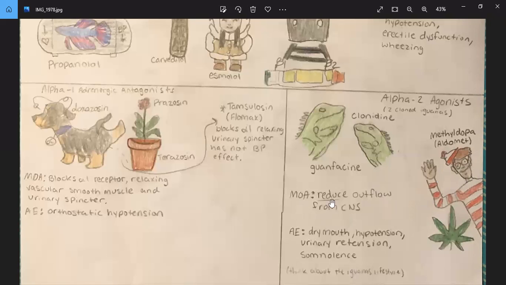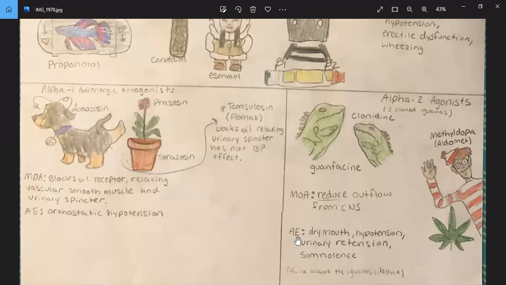Mechanism of action is to reduce outflow from the CNS, which I'm assuming means that you're reducing the amount of epi and norepi that's being released, and therefore you would have less response, you know what I mean? Anyways, oh, and by the way, Waldo's smoking dope for dopa.